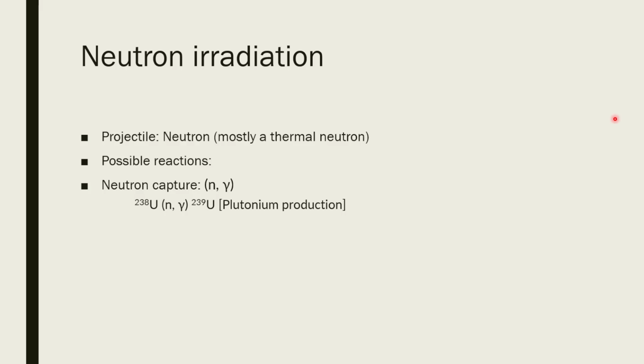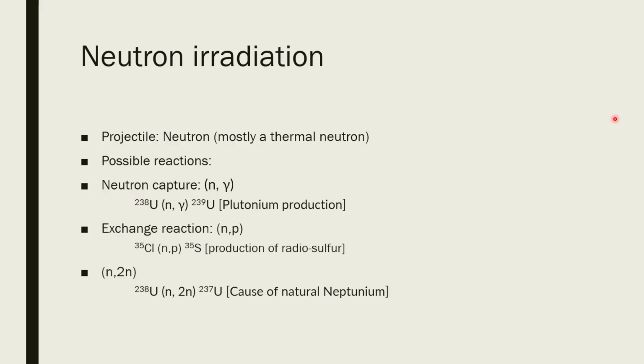For example, the exchange reaction of chlorine-35. If you irradiate that with neutrons, you will not only have an (n,gamma) reaction, but sometimes you will have an (n,p) reaction. And this will then form sulfur-35, which describes the production of radiosulfur, which is quite important. I made a video about sulfur-35 and I will make some more. And you will have some exotic reactions, for example, the (n,2n) reaction. This is the cause of naturally occurring neptunium.